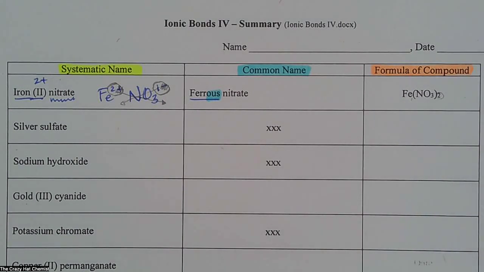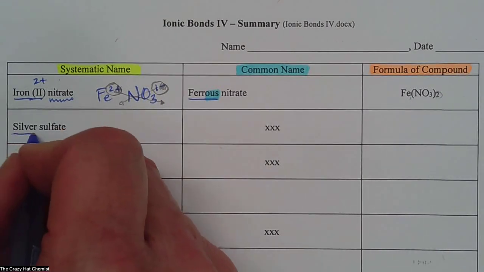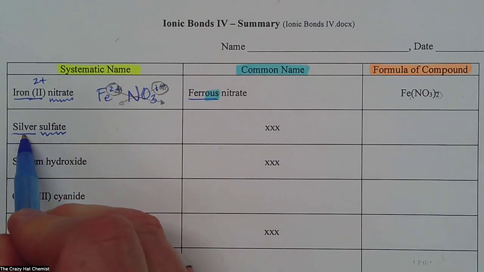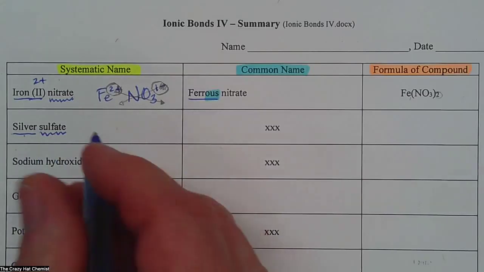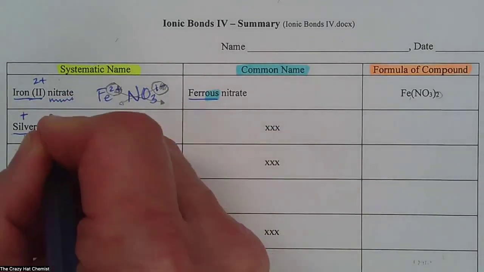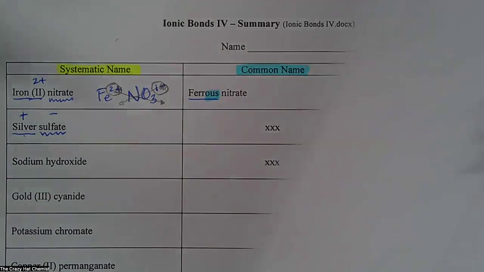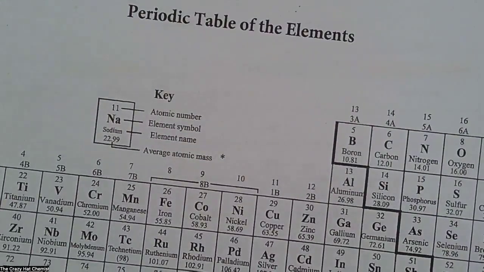So let's continue on and see if we can do some more. The next one is silver sulfate. So the silver is the cation, the sulfate is the anion. So cations are positively charged, anions are negatively charged. You should review my previous video so that you understand that. I'm going to look at the periodic table and find the charge on the silver ion. We can do that real quick.